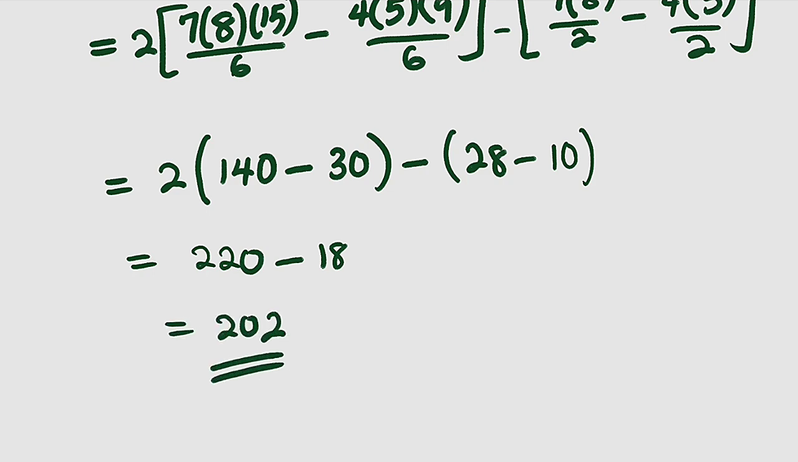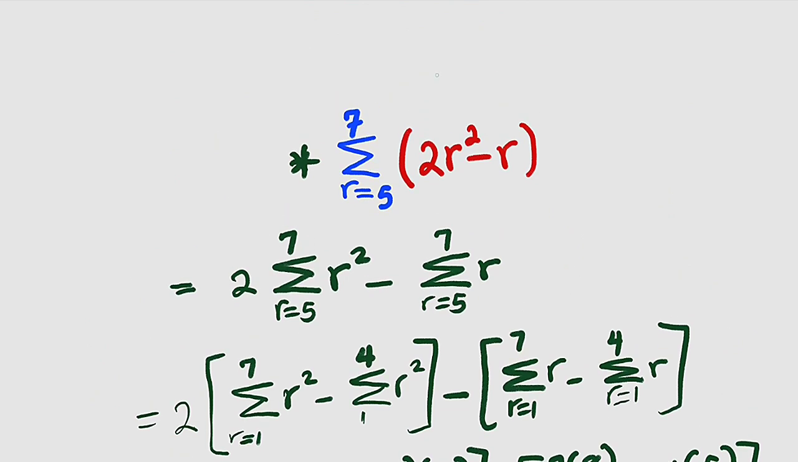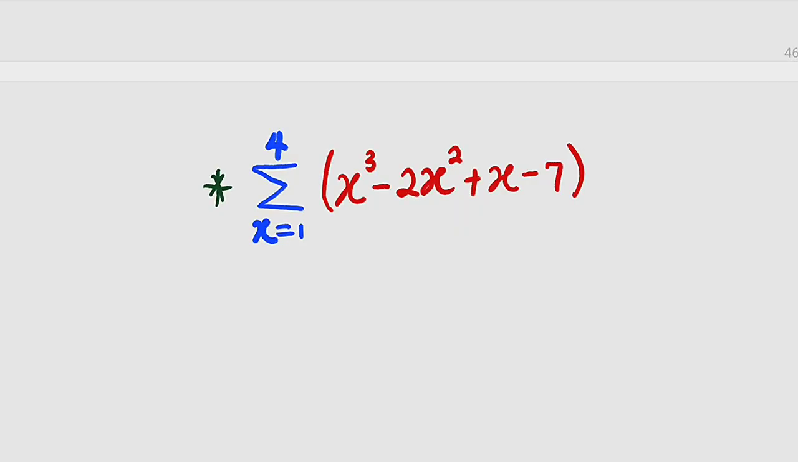And this is said to be the summation of the whole of this series. Now let us take the last one. And here is our last problem. We would like to evaluate the summation of x to the power of 3 minus 2x squared plus x minus 7, for which x begins with 1 and stops at 4.